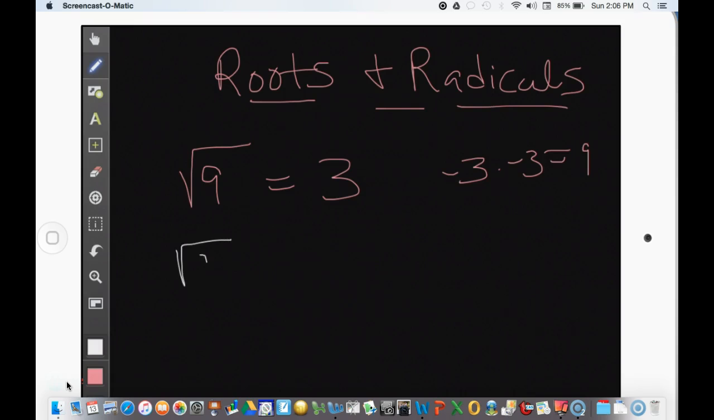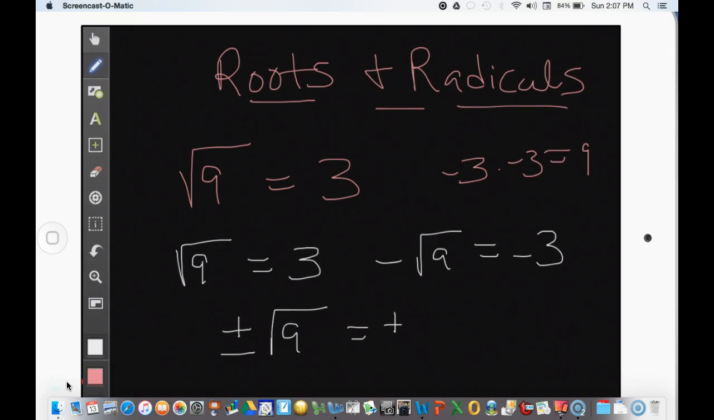The first one being when we say the square root of 9 is 3. This is the principal square root, meaning it's the positive. If I say negative square root of 9, then I'm asking you for the negative square root. And of course, if I put a plus or a minus in front of the square root, I'm saying, please give me both. With that said, we are now going to go ahead and go to some definitions.